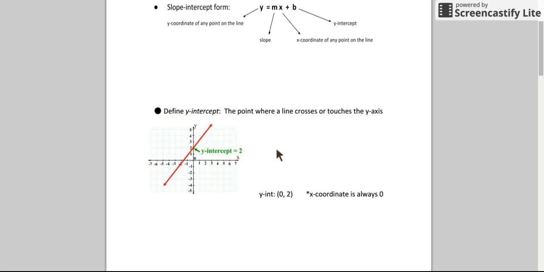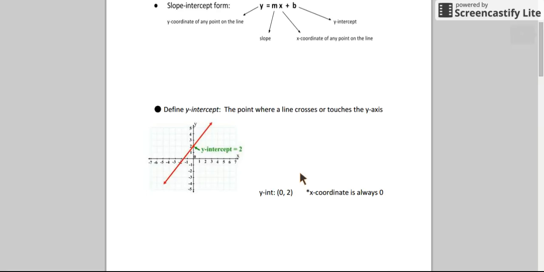When we write a y-intercept in coordinate pair form, we're giving the x and the y value at that point. And if we're on the y-axis, the x coordinate will always be 0. We haven't gone left or right, we've just gone up or down. So the x coordinate will always be 0 in this coordinate pair, and the y value will be whatever value the line is crossing. So here the line is crossing the y-axis at 2. So we're going to say our x value is 0 and our y value is 2. There's our coordinate pair, or the y-intercept.